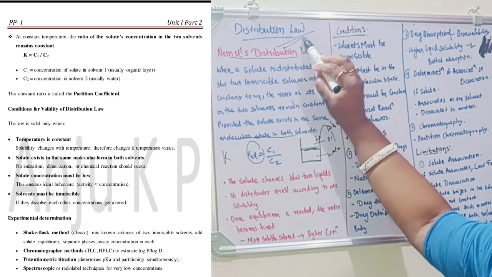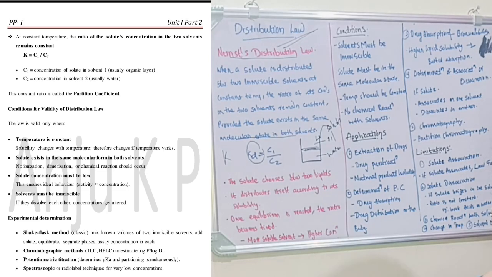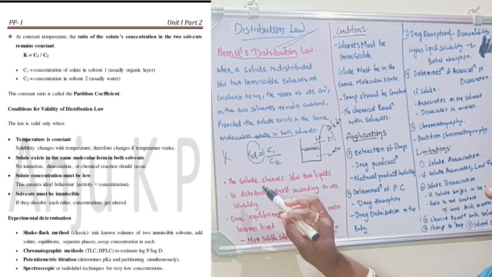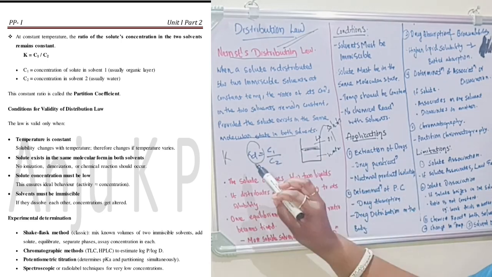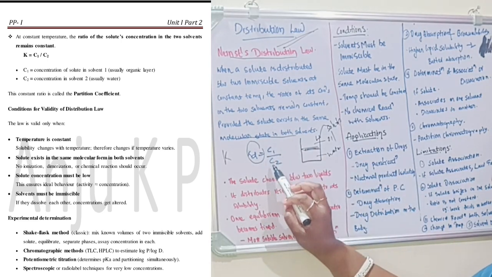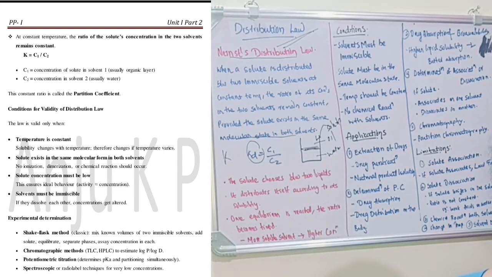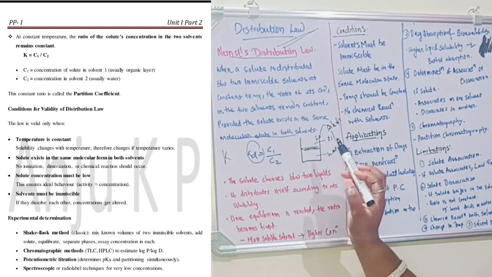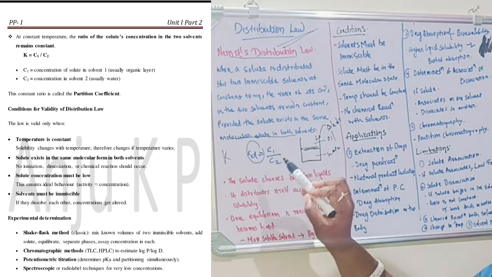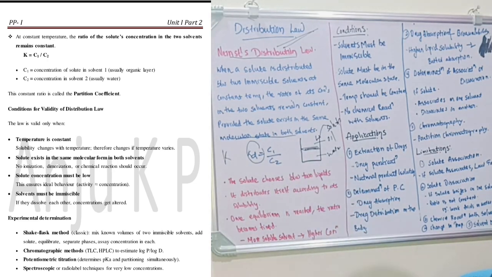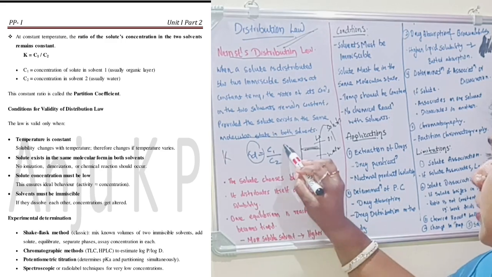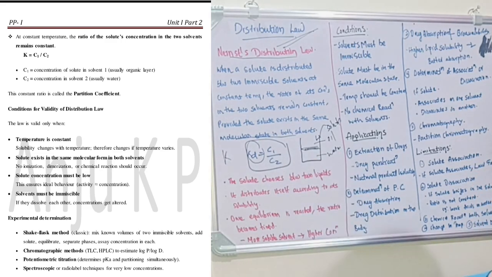So, we can calculate the partition coefficient by C1 by C2. The distribution law tells us how your solute is getting partitioned into both phases. So partition coefficient or distribution coefficient Kd is equal to C1 by C2, where C1 is the concentration in solvent A, maybe the organic solvent, and C2 is the concentration in the aqueous phase, the solvent 2. This is how you can calculate the partition coefficient.